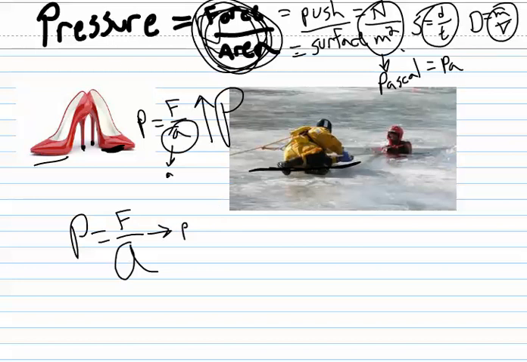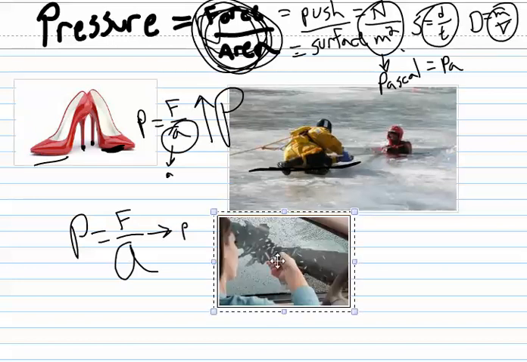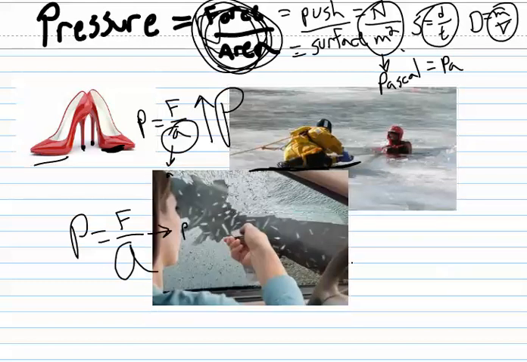Other examples related to this, how about these things? They sell these little tools that you can keep in your glove box in case you have an emergency, you need to break your window. It's this tiny, tiny little pointed tool that has a very small area, so it's kind of like the high heel.